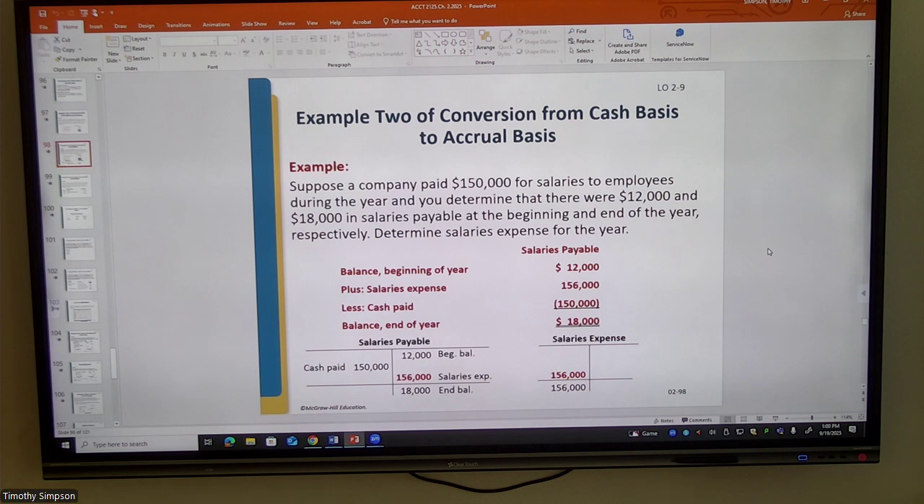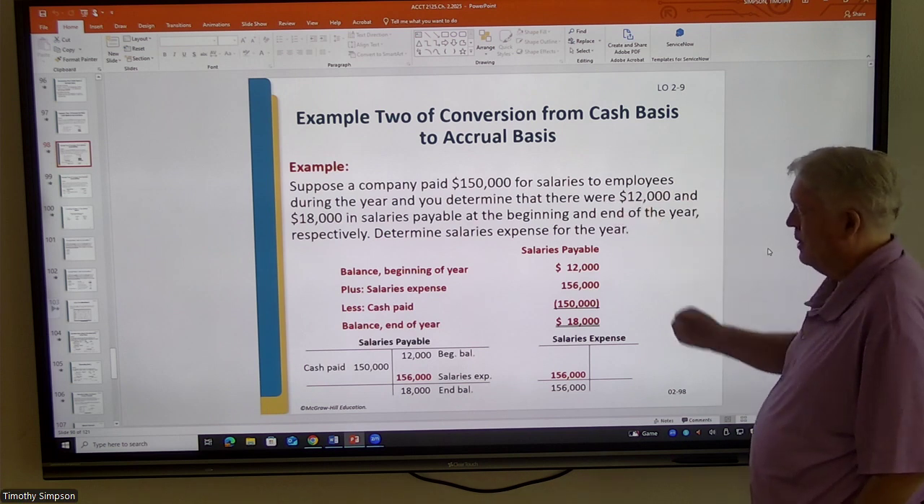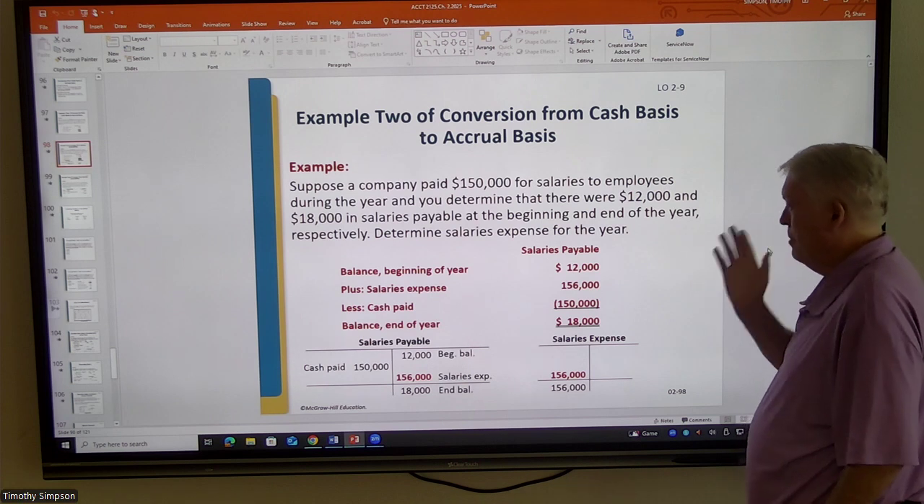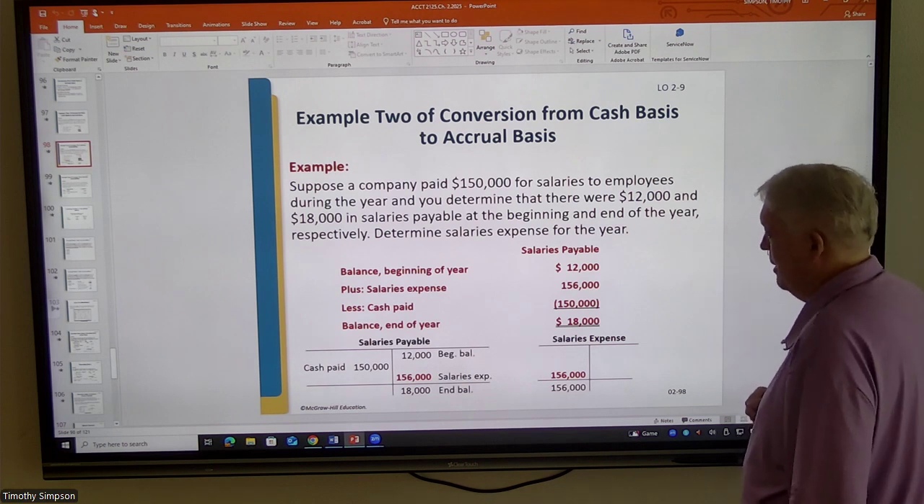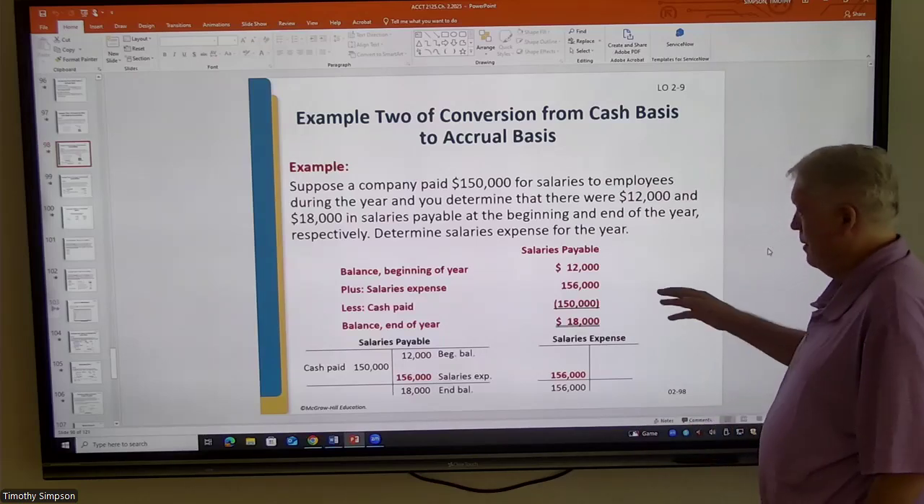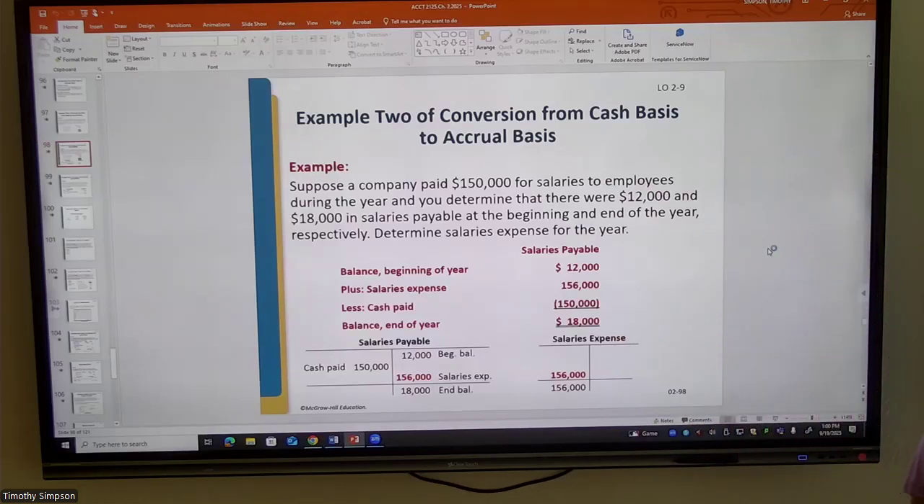And so as a result, our salaries expense is 156. That is 150 plus 18 is 168 minus the 12,000. Yes, we're going to pay it, but it's not part of salaries expense. It's already been incurred in the prior accounting period. This is a good example also of how we recognize expense in the accounting period in which we're dealing with it.